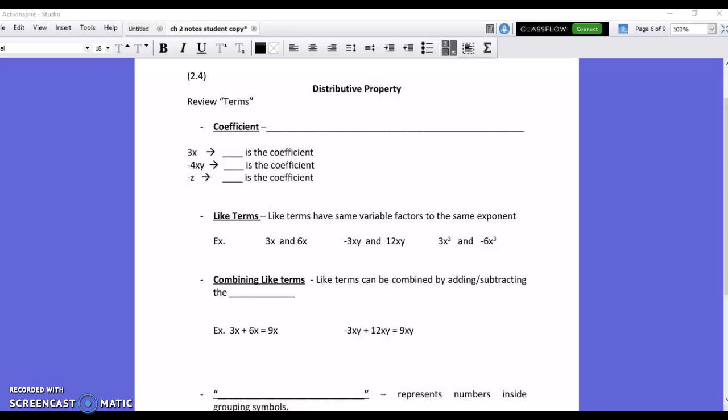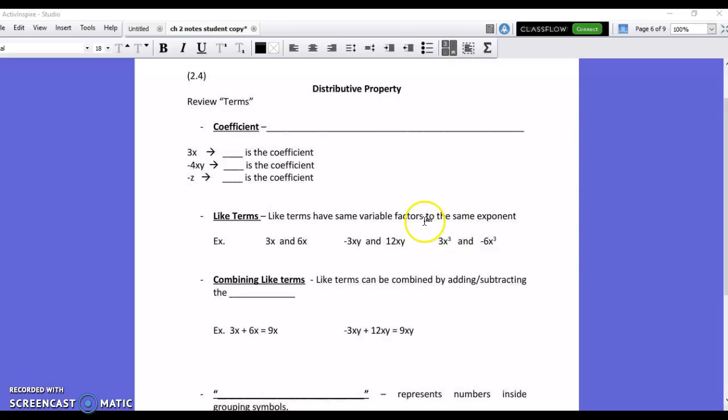All right. So this section deals with, we're getting into what's called the distributive property, but we have to first talk about how to combine like terms, what a like term is, and how we multiply numbers by terms that contain variables. There are some different rules that go with that. So we're going to cover that today.